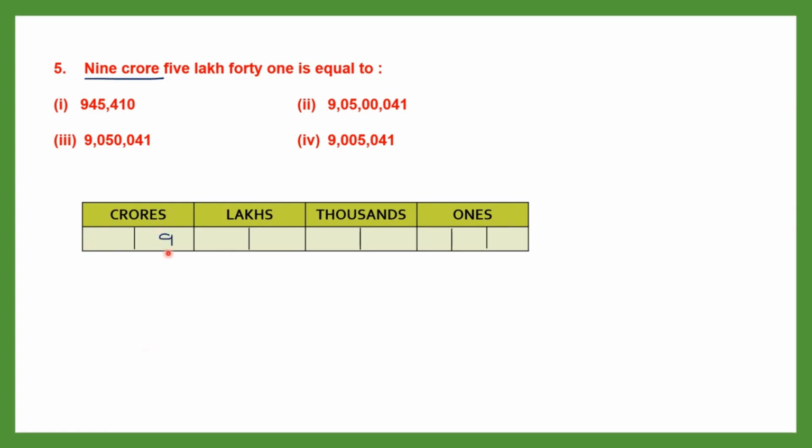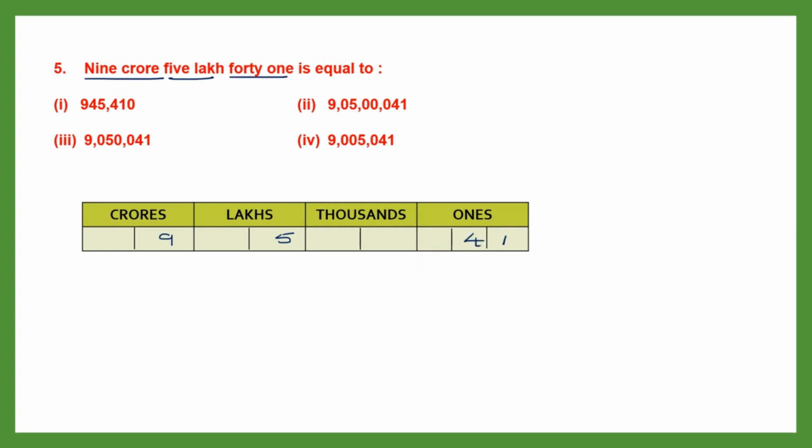This is the 10 crores place. So 9 crore will come here. And then we have 5 lakh. So 5 lakh will be written here because this is the 10 lakhs place. So 5 has to be written here. Then we have 41. That means no thousands. Now here we have hundreds, tens and ones, no hundreds, because here it says 41. So we write 41 here.